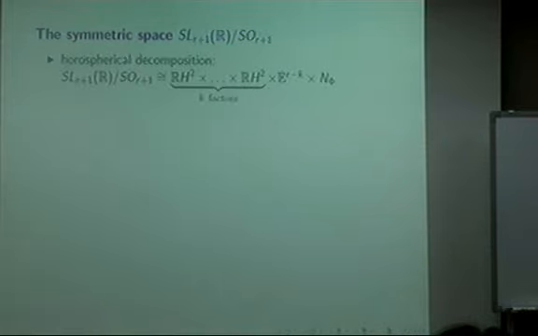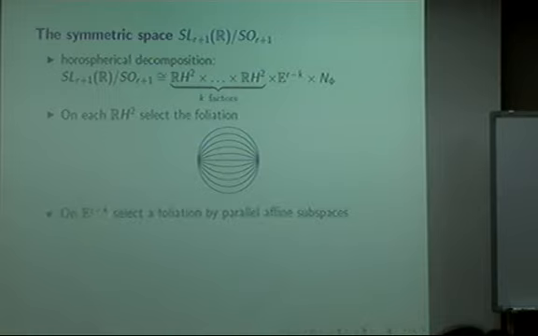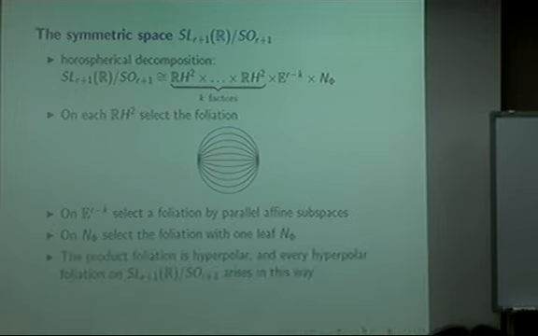So going back to the general case, rank R, we have this horospherical decomposition. On each real hyperbolic plane we select this foliation. On the Euclidean space we select a foliation by parallel affine subspaces. And on n phi we select the foliation with just one leaf. And then we look at the product foliation. So the product foliation is hyperpolar, and every hyperpolar foliation on this symmetric space arises in this way.